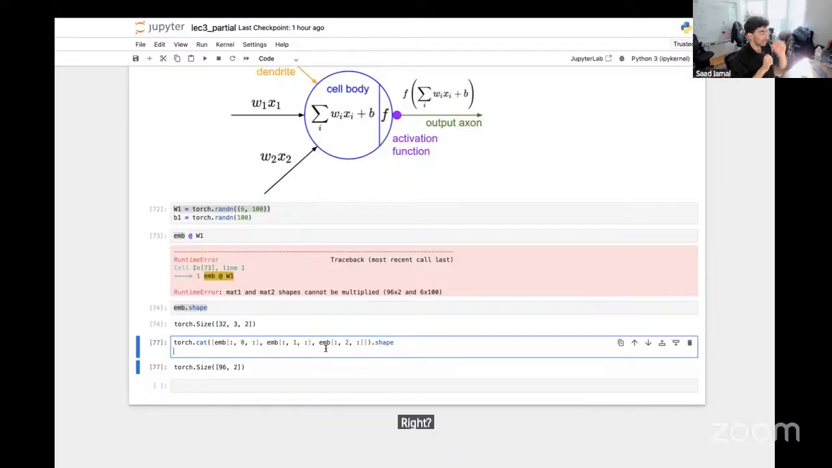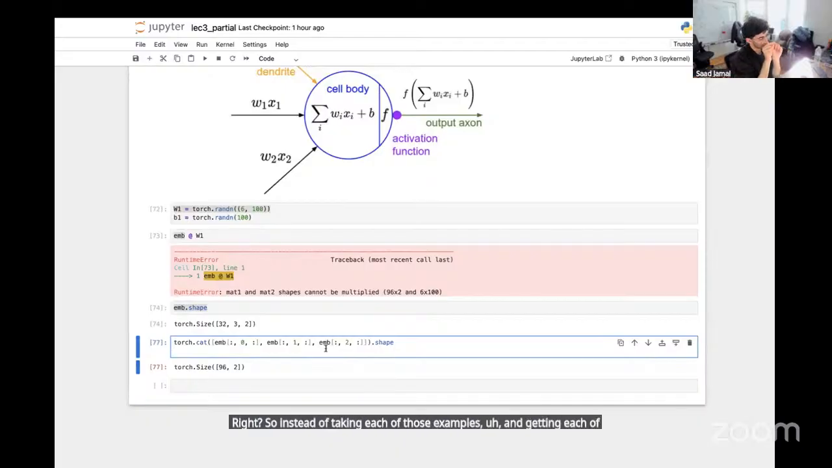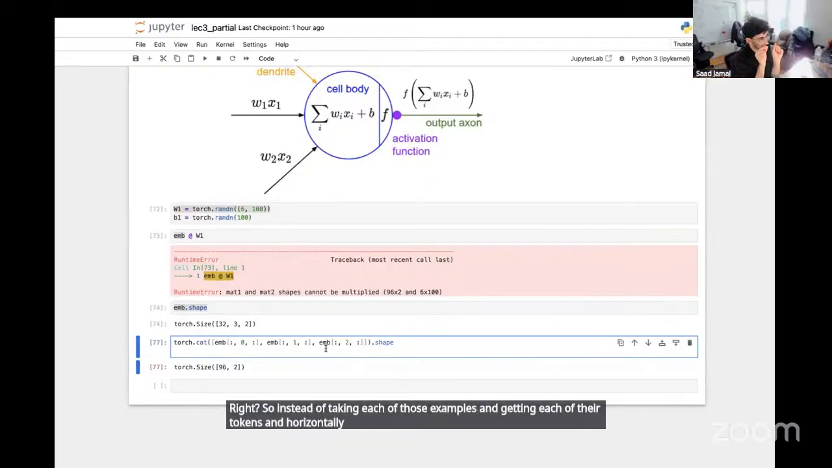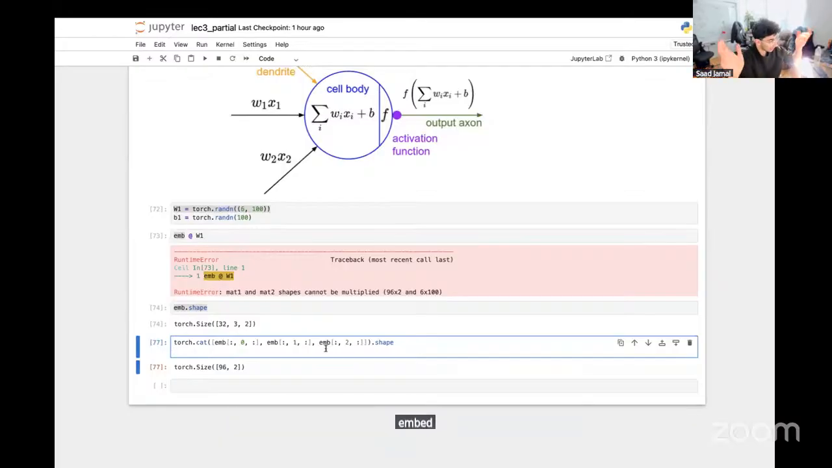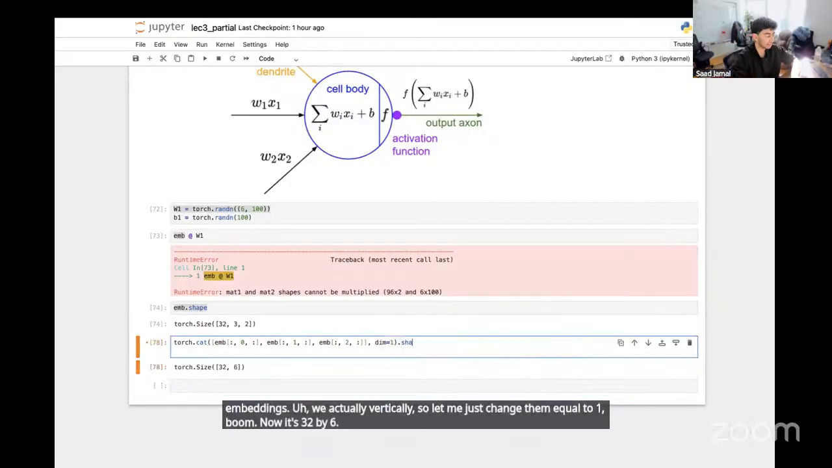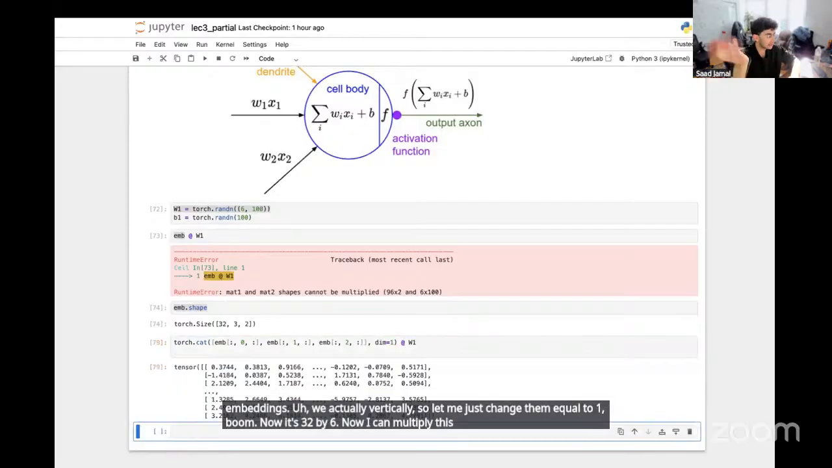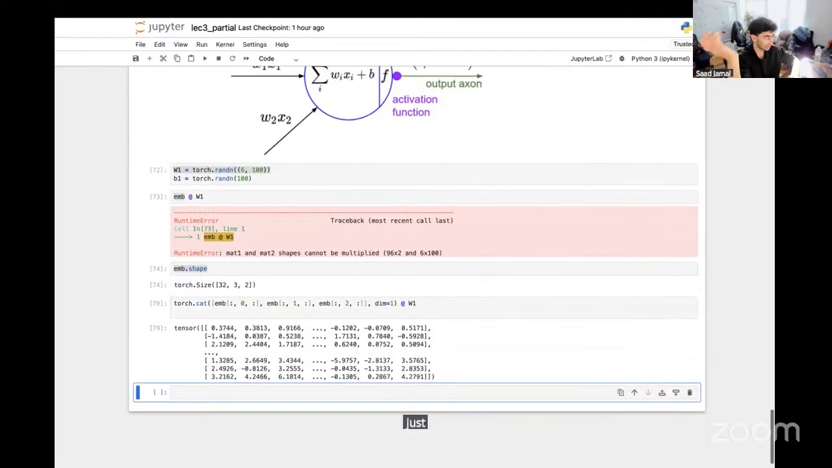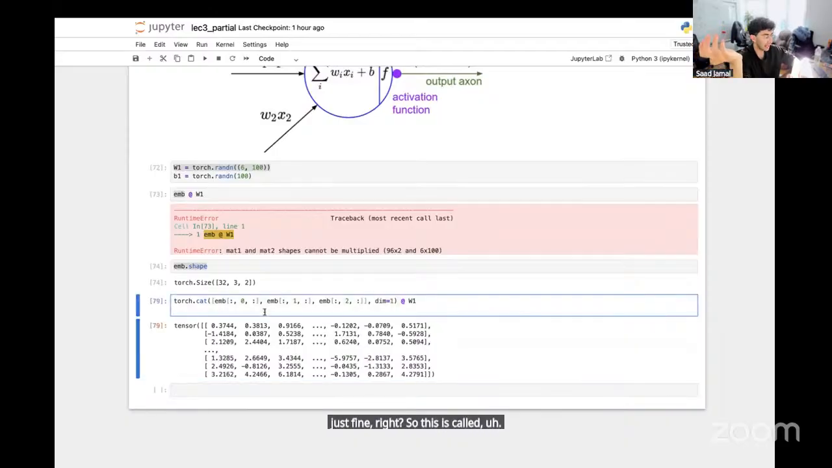Instead, we need to give, for each given trigram, those 6 inputs, each one of those embeddings, so we horizontally concatenate each token. Let me just change dim equal to 1. Boom. Now it's 32 by 6. Now I can multiply this by my weight just fine. So this is called torch.cat. It allows us to concatenate vectors together.